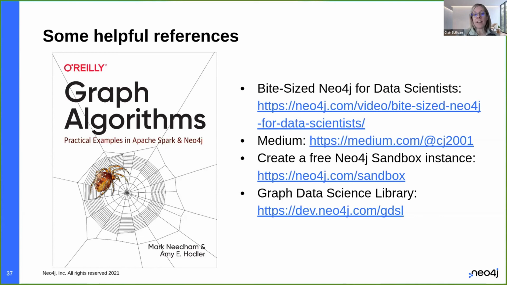And then lastly is a link to the Graph Data Science Library information, which shows you what all is available in Neo4j for doing this. Like I said, Spark has its own things, NetworkX has its own things. There are all kinds of other ways of doing this out there.